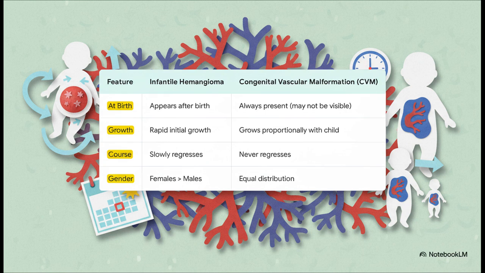A hemangioma is actually a type of vascular tumor. It usually pops up after birth, grows like crazy for a little while, and then it often just goes away on its own. A congenital vascular malformation, or CVM, is a whole different story. It's a structural problem that you're born with, it grows right along with you, and it never ever disappears on its own. Getting this distinction right from the get-go is absolutely critical because it changes everything about diagnosis and treatment.